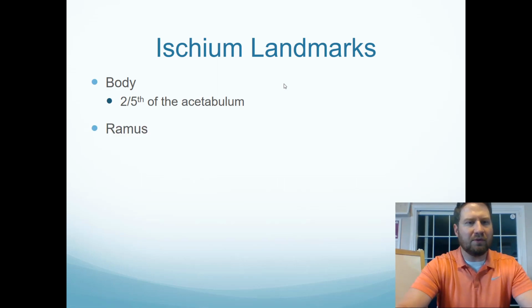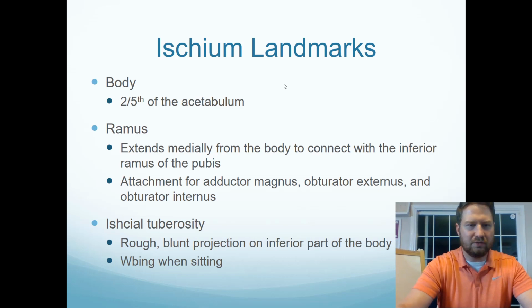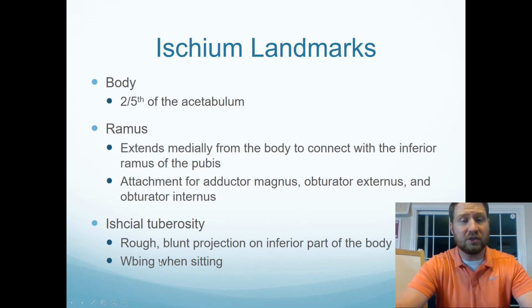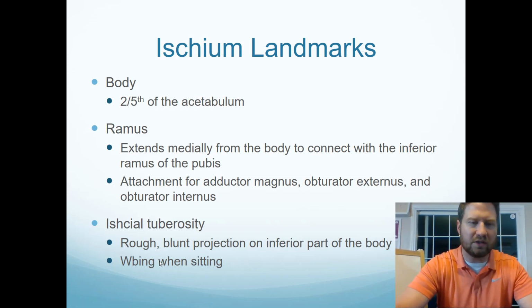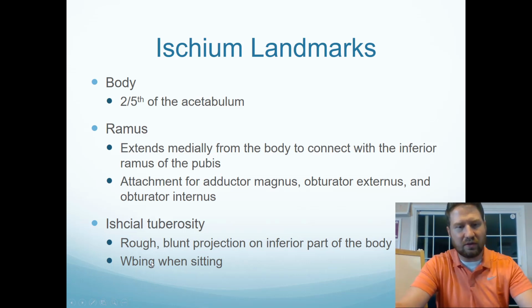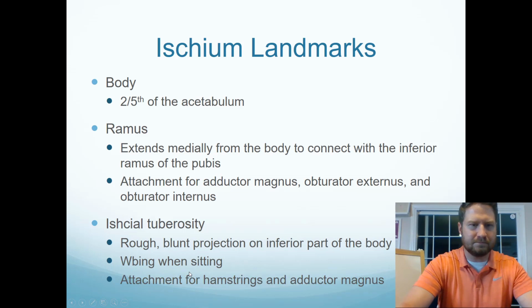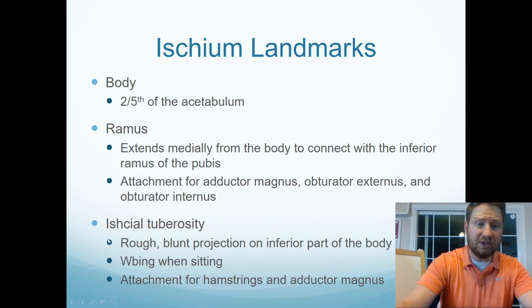In your ischium, you have the body, the ramus, and your ischial tuberosity. We talked about your ischial tuberosity being our weight bearing when we are sitting. If you've ever sat on metal bleachers for a long time watching a sporting event or a concert, you often have to shift around because it is not comfortable sitting on a hard surface on your weight bearing ischial tuberosity. The ischial tuberosity is also a big attachment for our hamstrings and our adductor magnus.